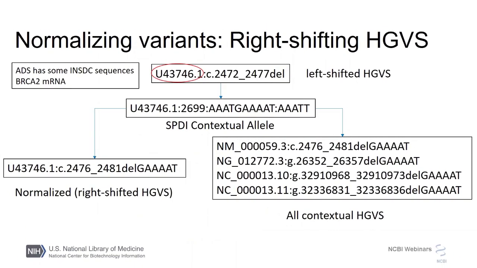This is a more complicated example. First of all, you'll notice that the HGVS expression contains a GenBank accession number here, and that's the BRCA2 mRNA.